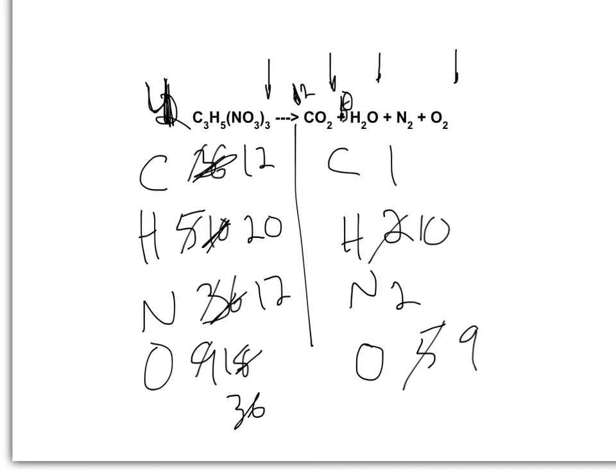It's hard to fit in there. That gives me the 12 carbons I need. I need 6 in front of the nitrogen. And when I put the 10 in front of the water, it gives me 20 hydrogens.